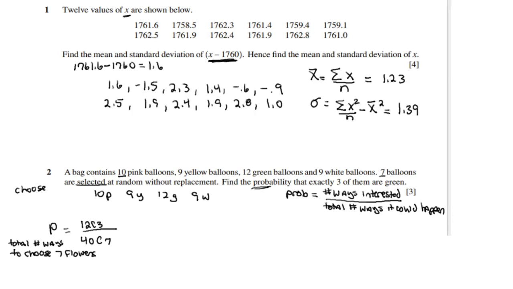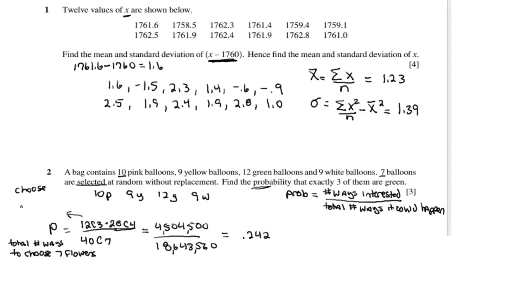So there are 28 balloons left. So now what I need to do is figure out how I'm going to pick 4 out of the other 28. Well, again, I can choose 4 out of 28, and then just multiply those together and divide by this 40 choose 7. When you do that, you should get this, and then just divide. And at the end, you should find out that it's 0.242 or 24.2%.